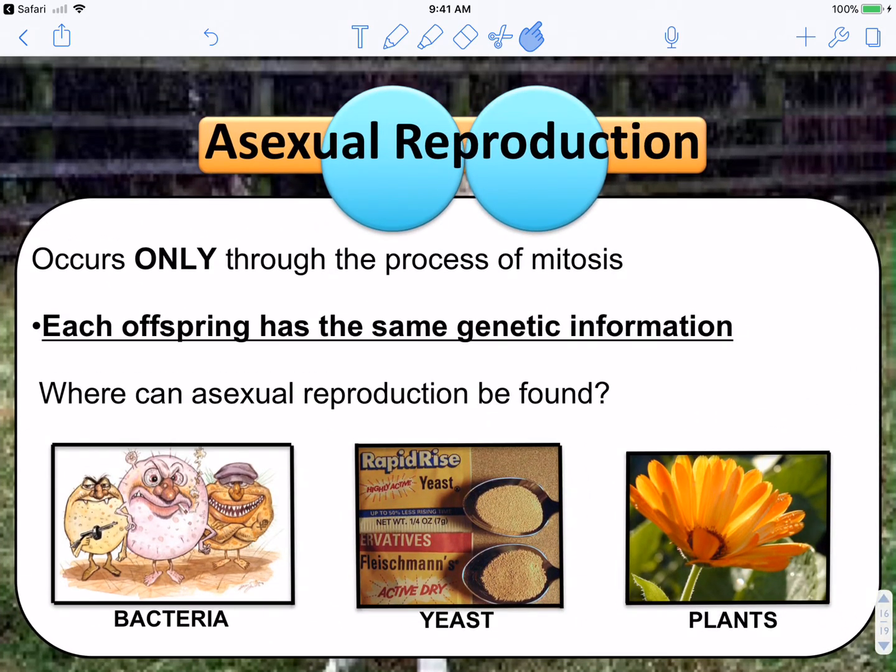And remember, this is our example of asexual reproduction. So bacteria reproduce this way, which is why they evolve so quickly. Yeast does this, so we used yeast when we made our root beer and our sodas in chemistry. And plants also can asexually reproduce.